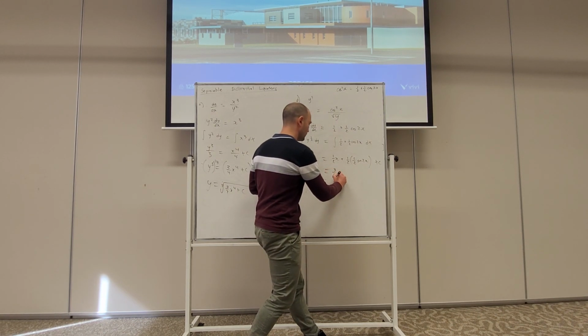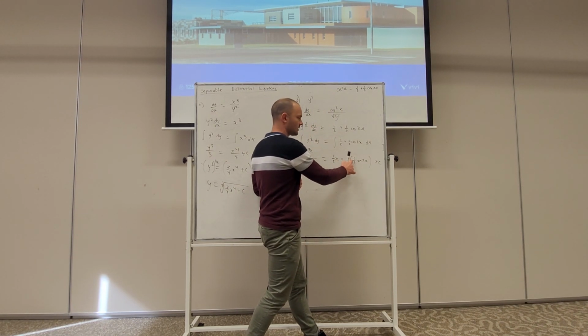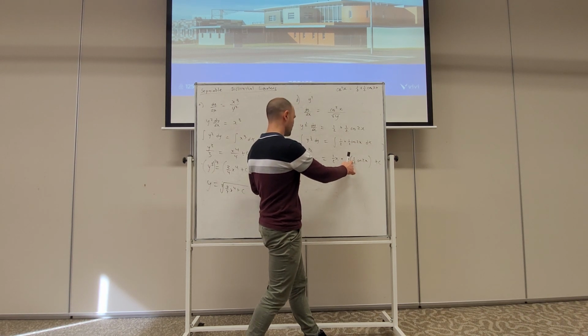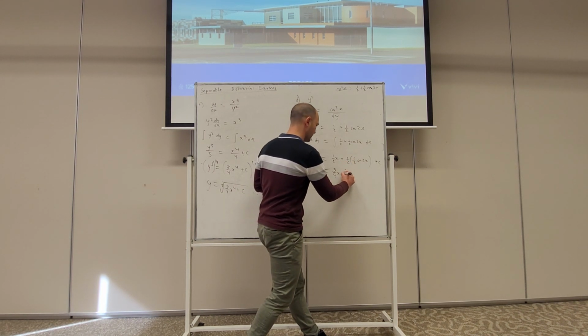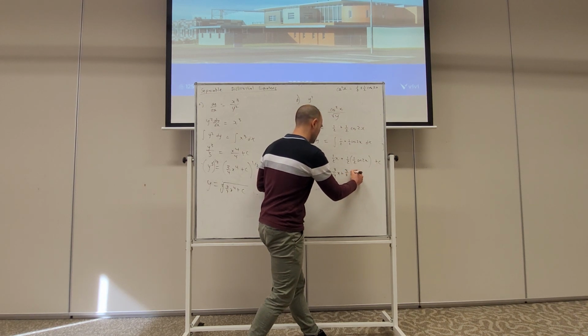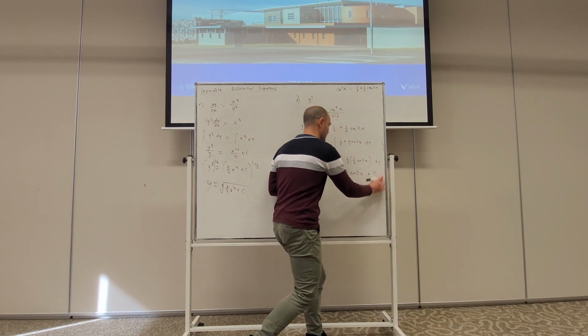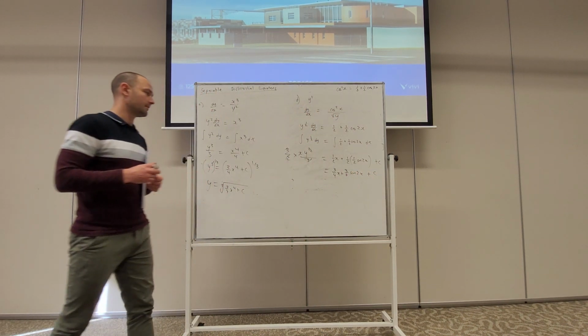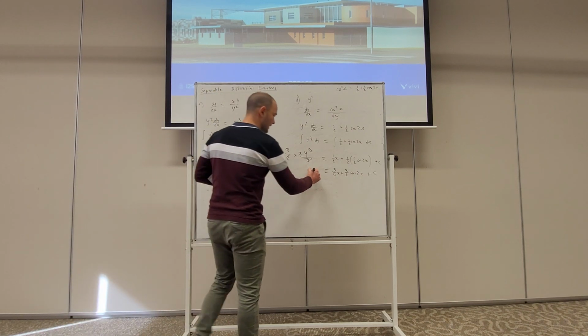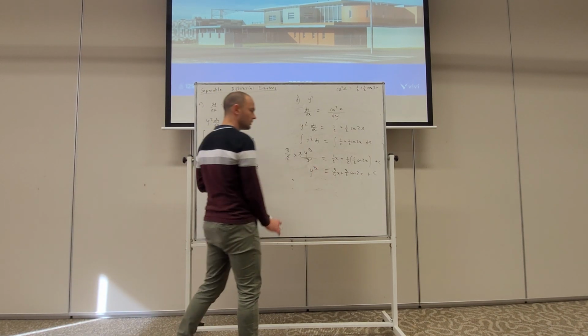So we'll have 3 on 4 x. Here we've got half times half, so that's 1 on 4. And then 1 on 4 times 3 on 2 is going to be 3 on 8 sine 2x, and then plus c. It's a number, we haven't defined it yet, so we'll just leave it as plus c for now. So that's y to the power of 3 on 2.